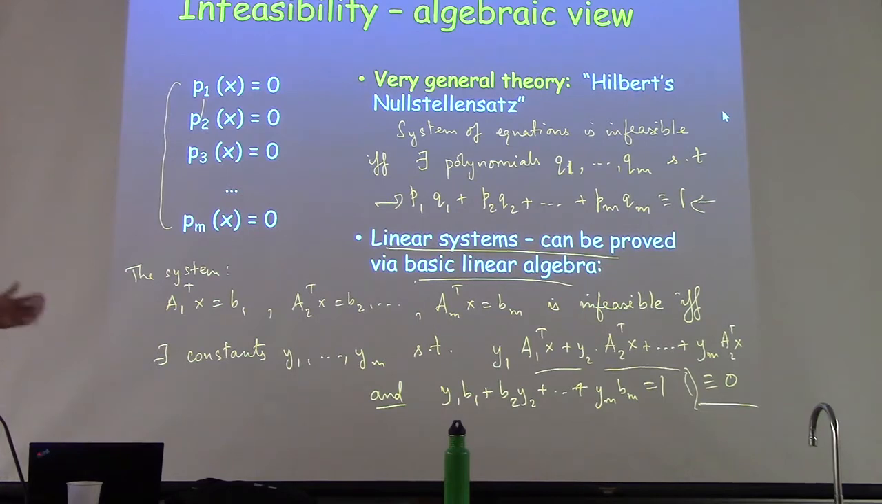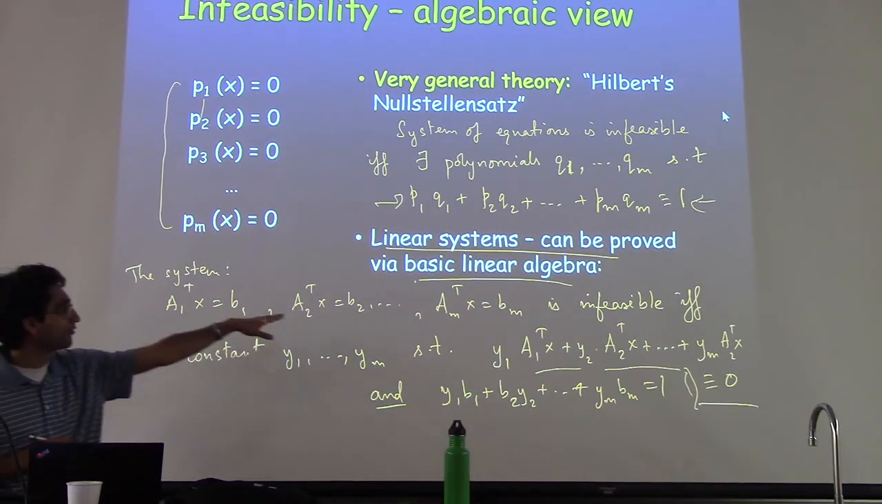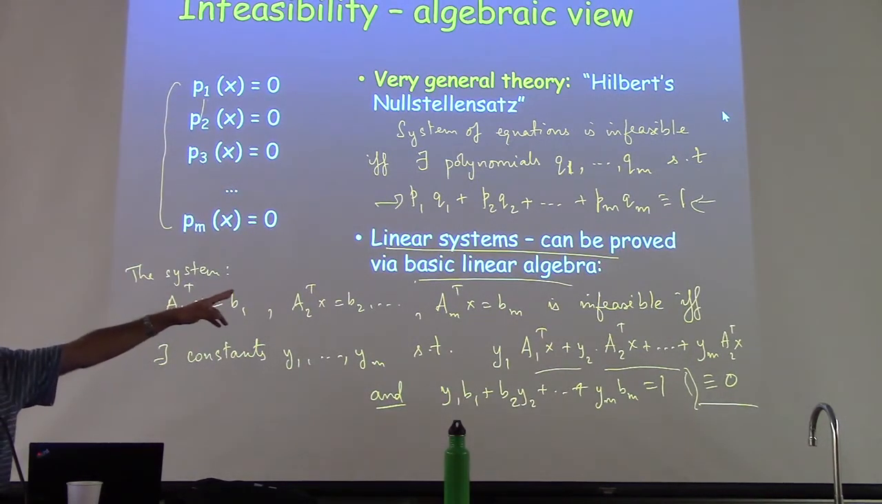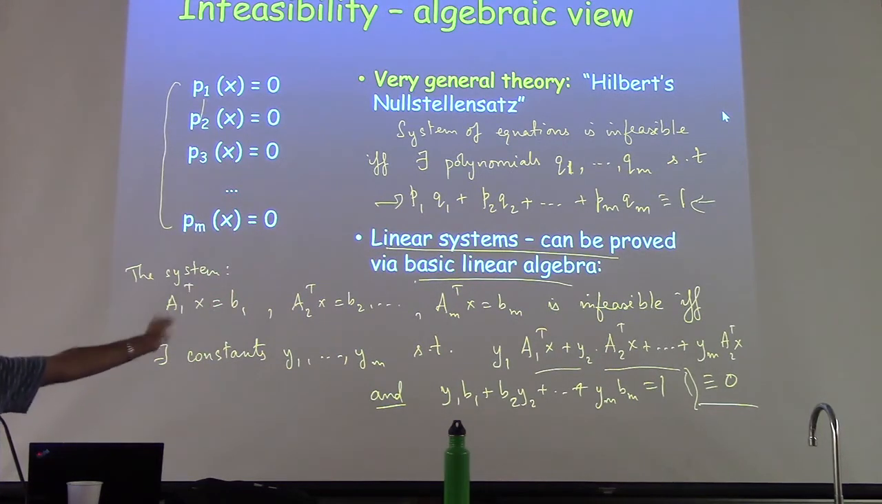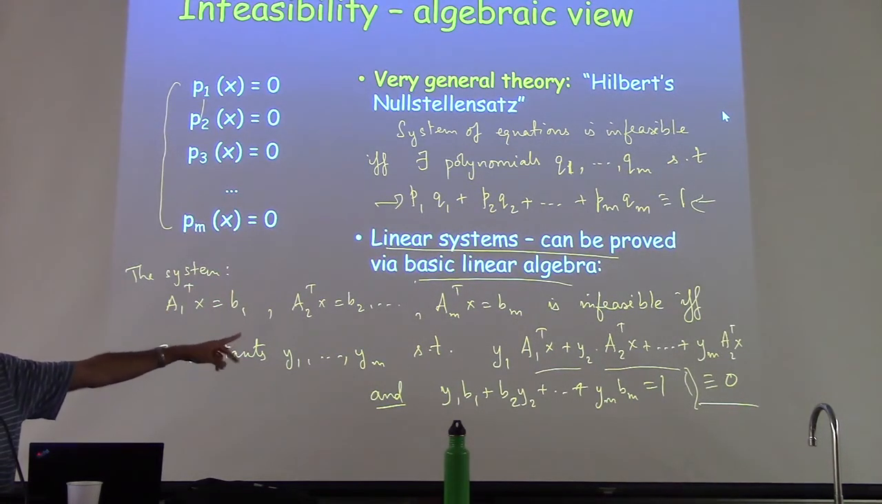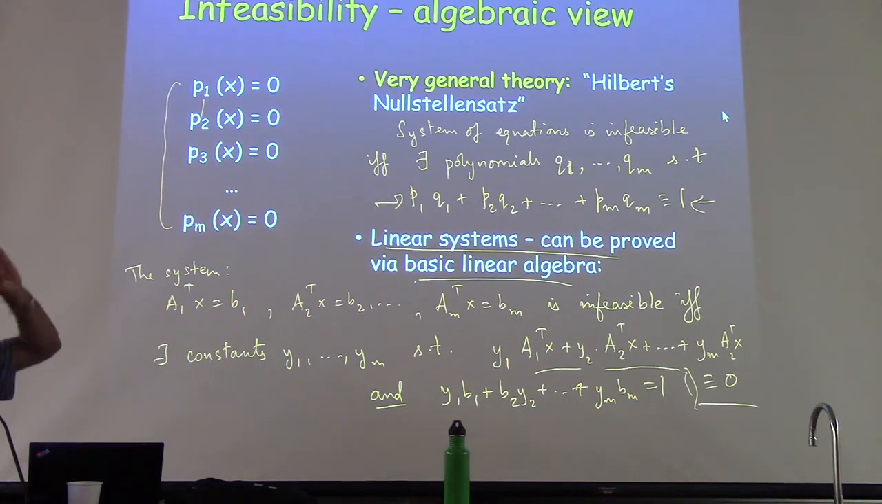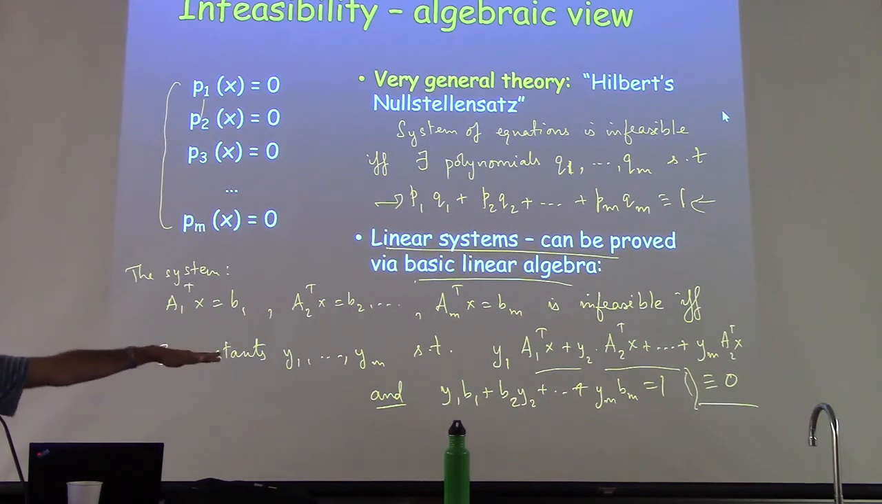So it's saying that if I have any system of linear equations like this, with m equations in n variables, and suppose it's infeasible, then there exist constants such that y1 times a1 transpose x, if you add up the equations, you get identically zero, which means all the coefficients of all the xi's are zero. That's what it means when I write identically zero. And the right hand side should be equal to 1.